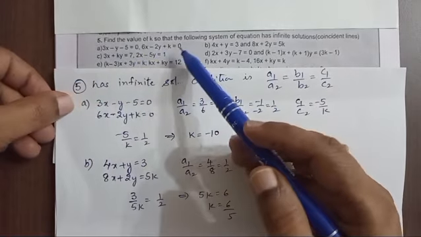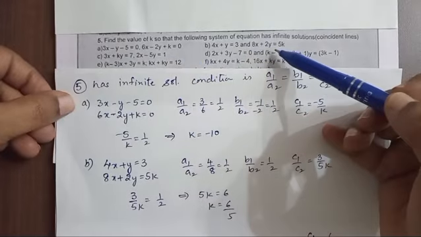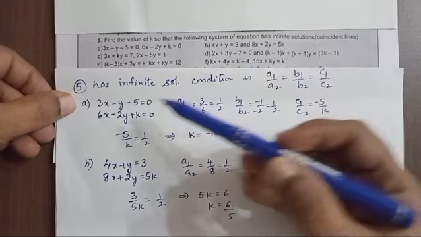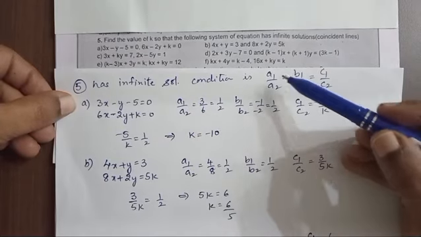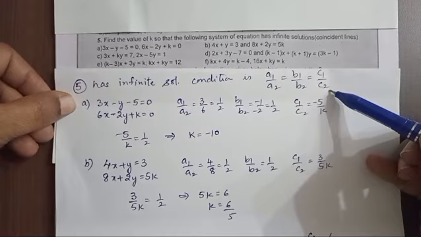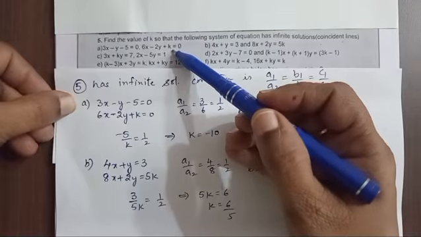Find the value of k so that the following system of equations has infinite solutions, that is, they are coincident lines. For infinite solutions, the condition should be a1 by a2 is equal to b1 by b2 is equal to c1 by c2. Let us see the first question. We need to find the value of k here.